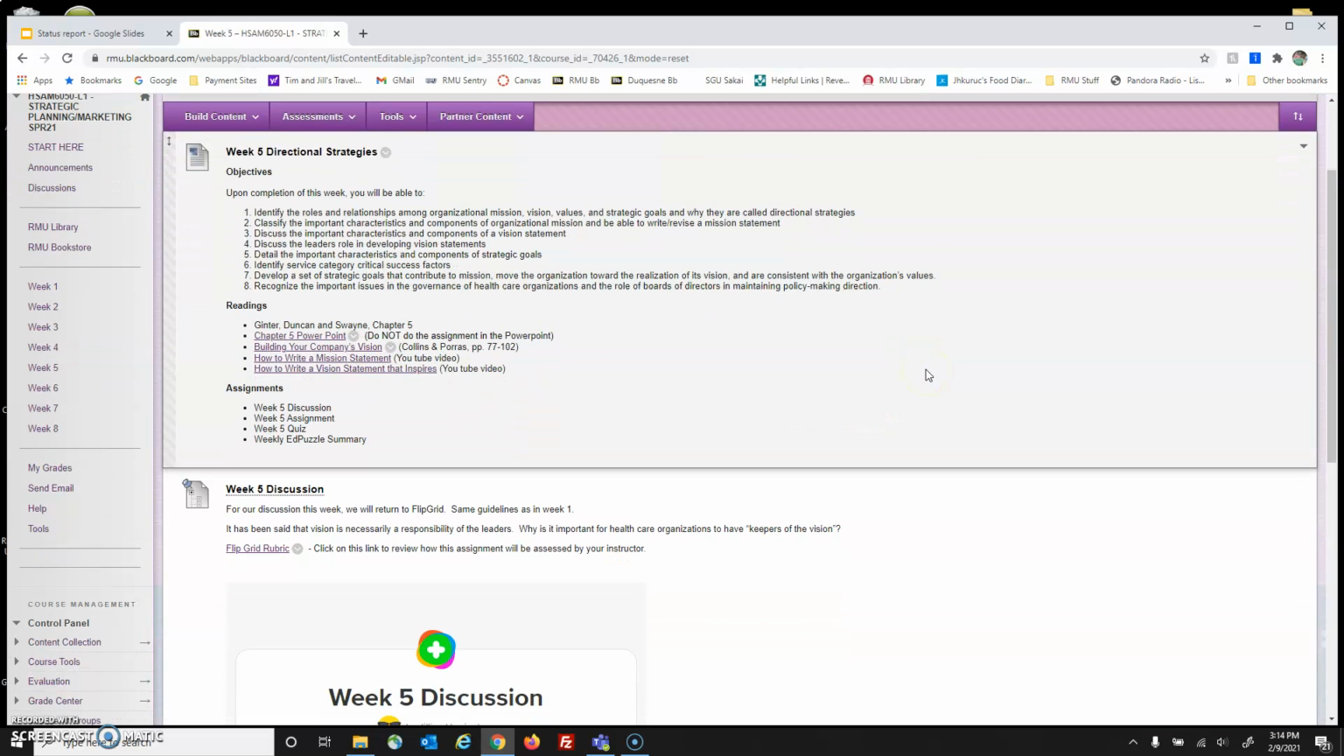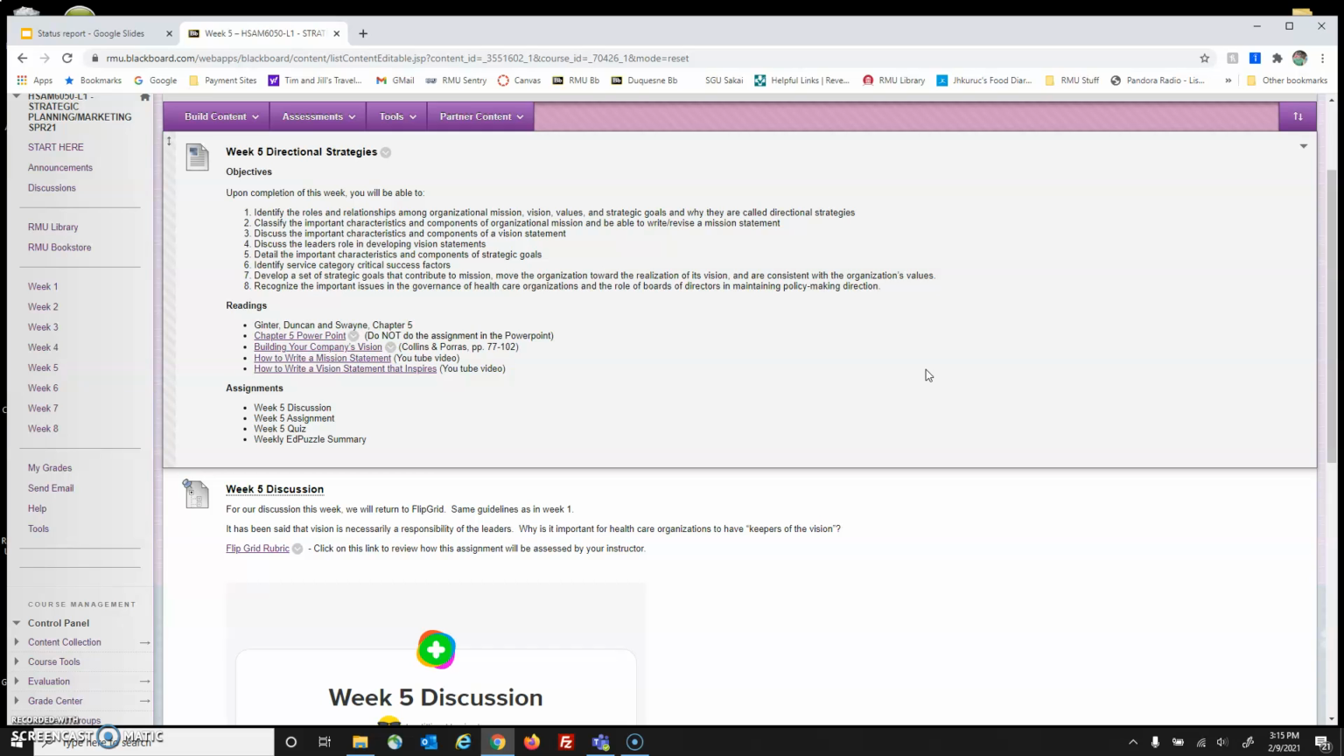So this week we're going to look at directional strategies. Your directional strategies, or your directional statements, are the mission, vision, values, and goals that you have for your organization, and they are a very important part of your overall internal analysis.